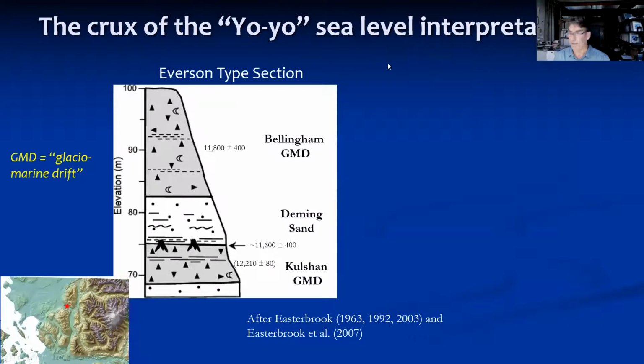Just to go into the crux of this explanation, the concept of this yo-yo sea level interpretation, we have to go to the Everson Type section. This is a section that Don Easterbrook found back when he was getting his PhD. He found this amazing exposure along the Nooksack River, and he defined a series of units there that were all, in his mind, interstadial. So they're part of this Everson interstade, when the glaciers were not right in this neck of the woods.